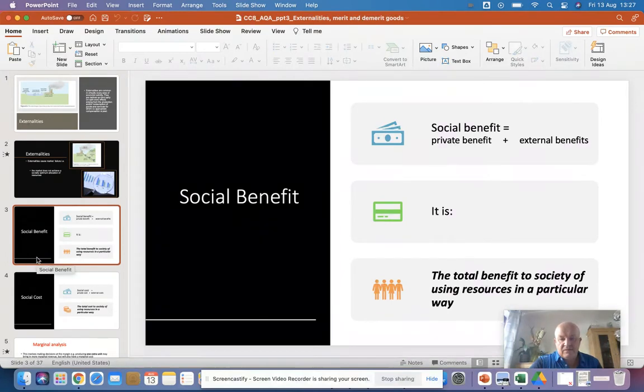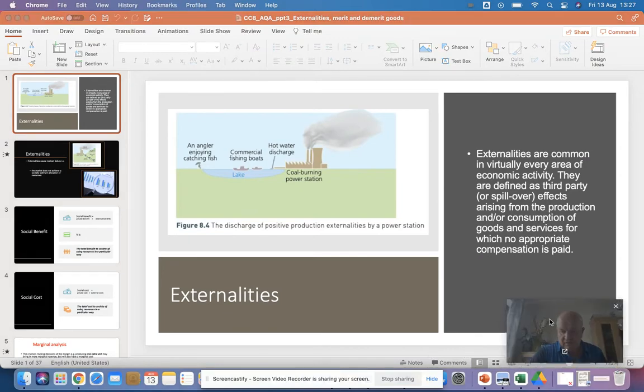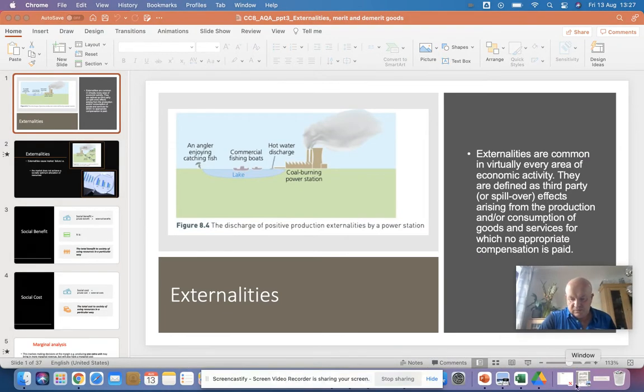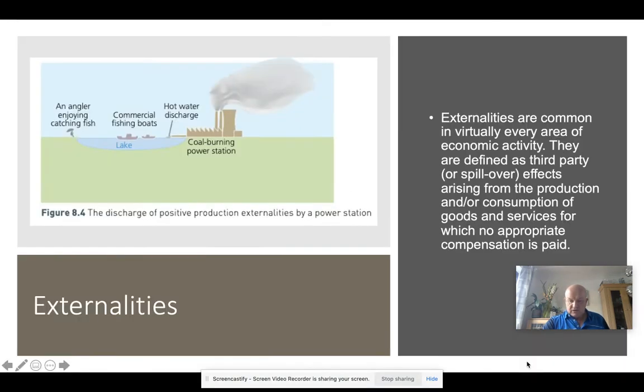We're moving on to CC8. This is PowerPoint 3, and we're looking at externalities, merit goods, and demerit goods. We're going to start by considering what externalities are, and then also look at how social benefit, private benefit, social cost and private cost have to be considered when we're looking at externalities. So let's take a look at this as we go.